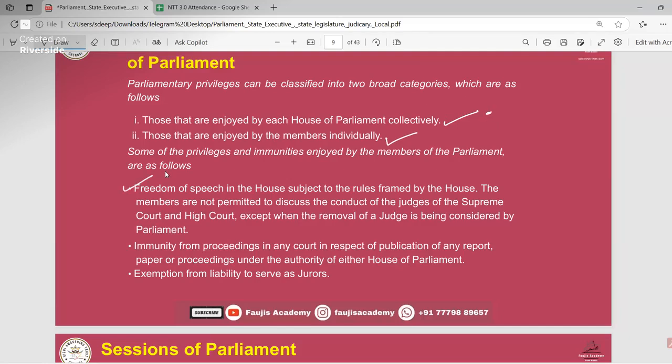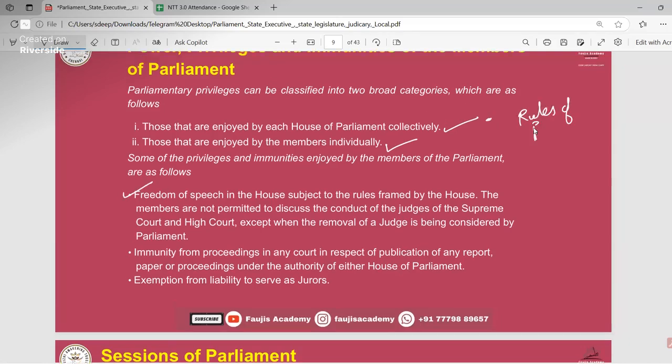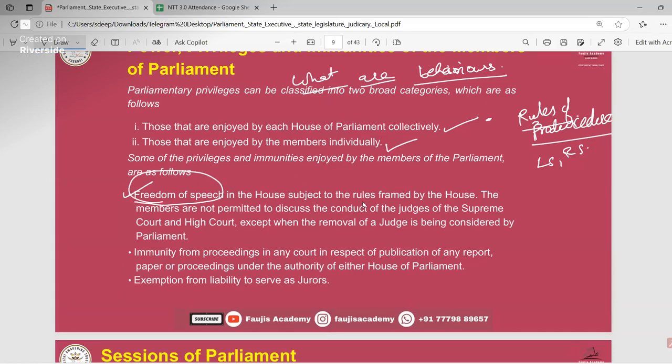So the freedom of speech in the house is subject to the rules framed by the house for both the houses, which are present in order to regulate the regular procedures of the Lok Sabha and Rajya Sabha. Therefore, in the Lok Sabha and Rajya Sabha, they would have mentioned what behaviors or words are not allowed. Certain words are not allowed to be used in the parliament, and those words are called unparliamentary words. So you cannot just go curse your fellow parliamentarians while debating, right? That freedom of speech is subject to the rules of procedure framed by the concerned house.